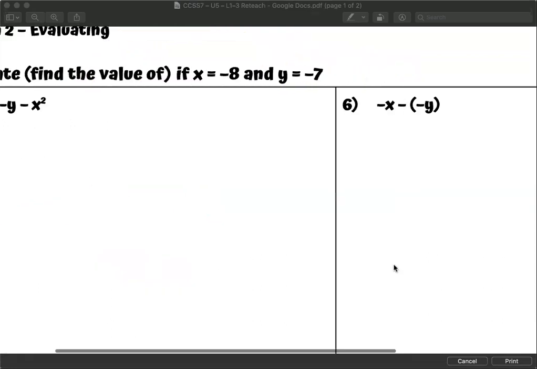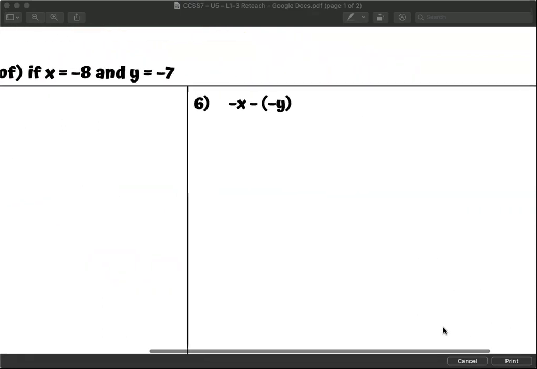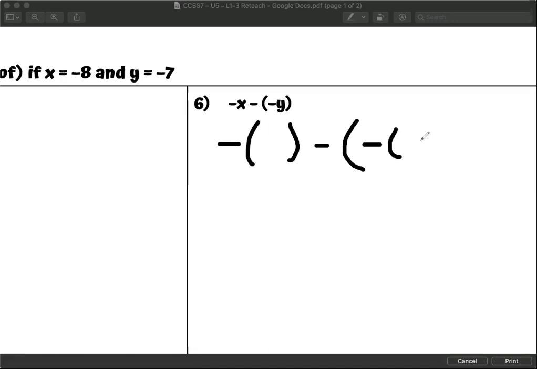Let's do another one. Being extra careful with how we're plugging them in. So I'm going to rewrite with parentheses wherever our x or y is. We've got negative. We're going to plug in an x value minus negative, plugging in a y value. So I'm plugging in my x value is -8. My y value is -7.